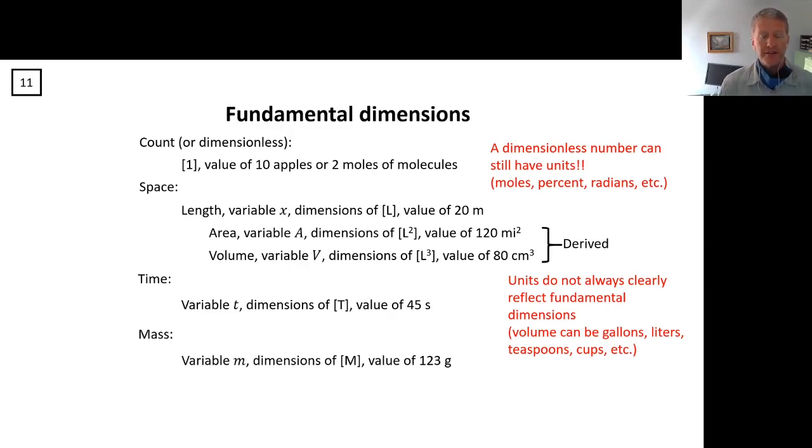Mass, the variable we typically use for mass is a lowercase m. This is a fundamental dimension that helps us start to get at the concepts of energy, because it takes energy to move masses or to change the momentum of a mass. The dimensionality of mass is just a capital M in square brackets. Again, lots of units for mass. I've got 123 grams as an example here, but there are also kilograms.